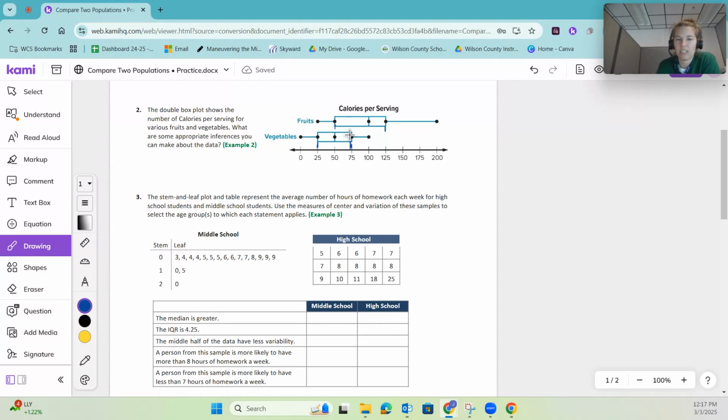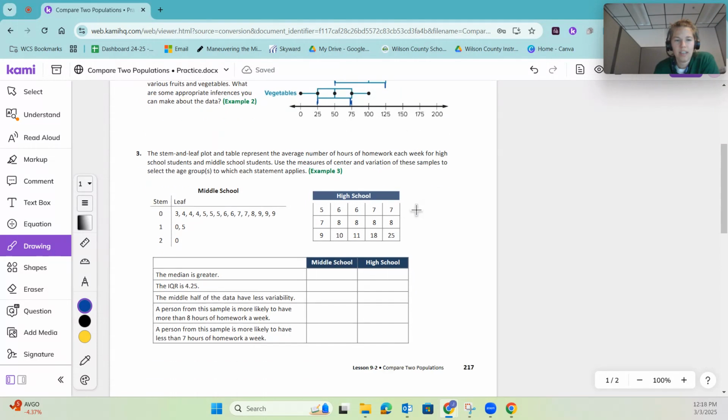What are some appropriate inferences we can make? Well, we can say that the range of calories in vegetables is smaller than the range of calories in fruits. And I would say generally the calories for vegetables are going to be lower than the average calories for fruits. So the average calories for your vegetables is less than the average calories for your fruits. Those are some things that we can assume about the data.